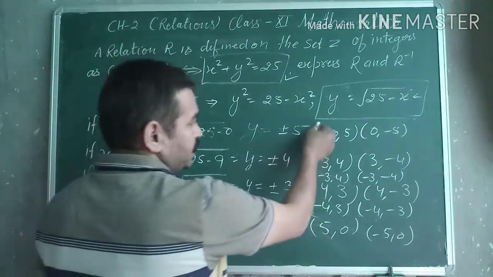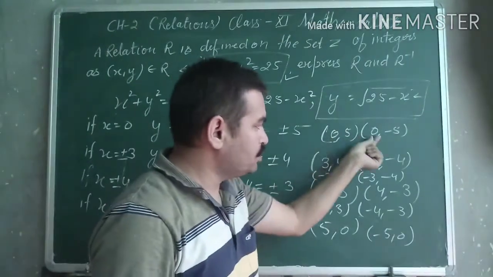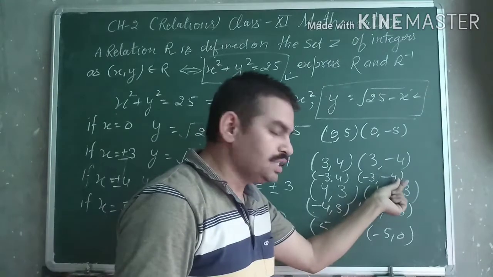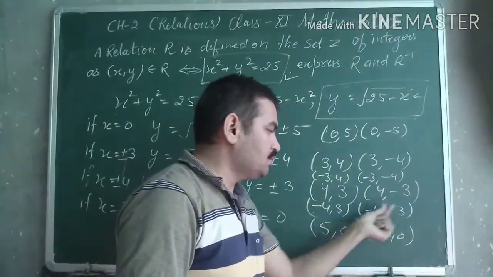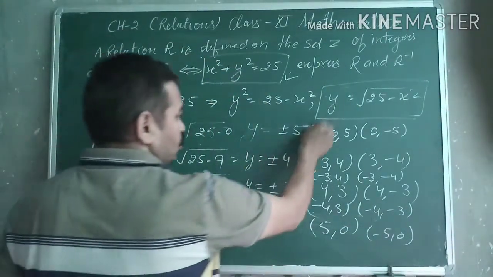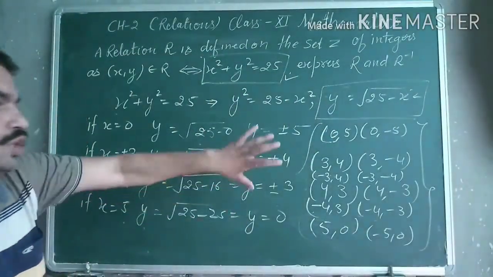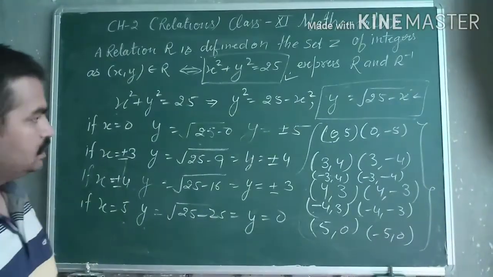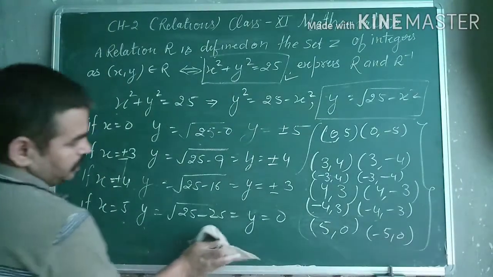So what is a relation? A relation is a set of all ordered pairs. It means the set of all ordered pairs: (0, 5), (0, -5), (3, 4), (3, -4), (-3, 4), (-3, -4), (4, 3), (4, -3), (-4, 3), (-4, -3), (5, 0), (-5, 0). That set of these ordered pairs is known as the relation. So we can write here the relation. I hope you understood this.